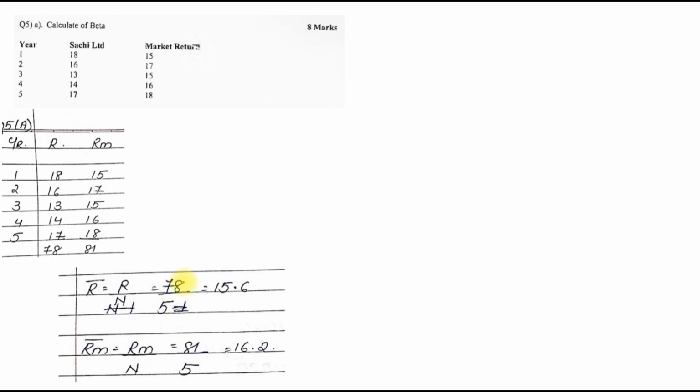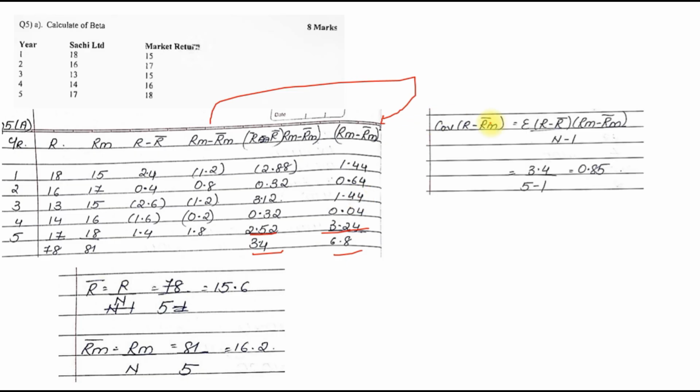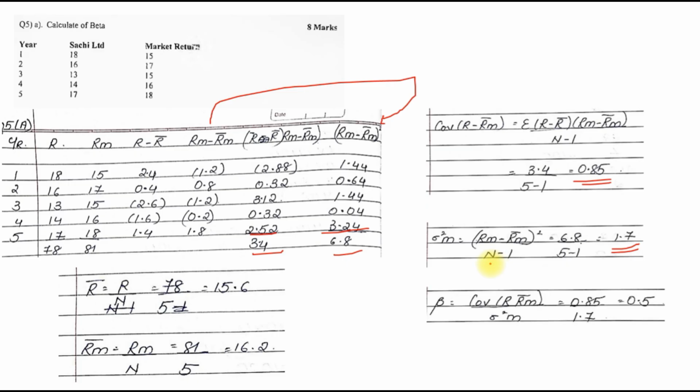Then now we need to find R minus R bar and RM minus RM bar. Multiply them. Okay, we get the total that comes to 3.4, and then RM minus RM bar the whole square, and the total of that. Once you get the total of both those columns, the next is covariance, that is, the second last column's total upon n minus 1, that is 5 minus 1, which is 4, which comes to 0.85. Next we need to find standard deviation square of M, that is the last column's total upon 5 minus 1, which comes to 1.7. And lastly, we need to get the value of beta, which is 0.85 upon 1.7, which comes to 0.5.